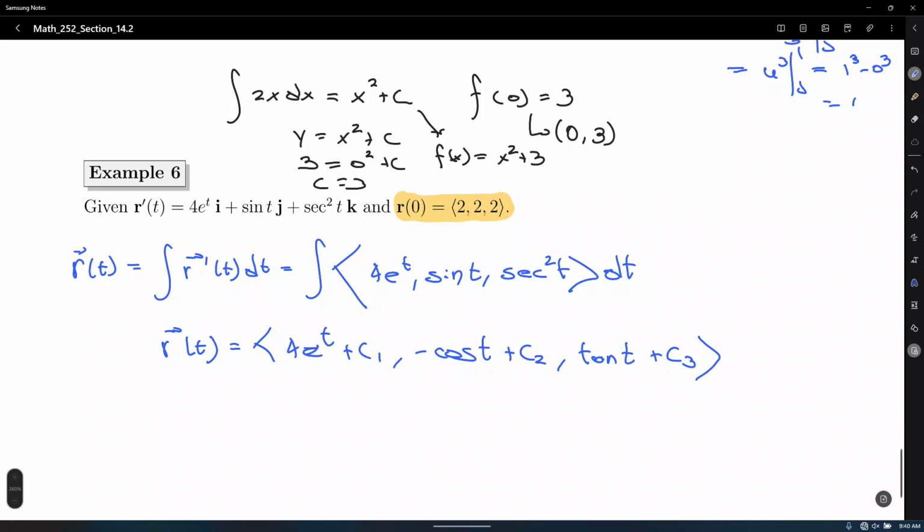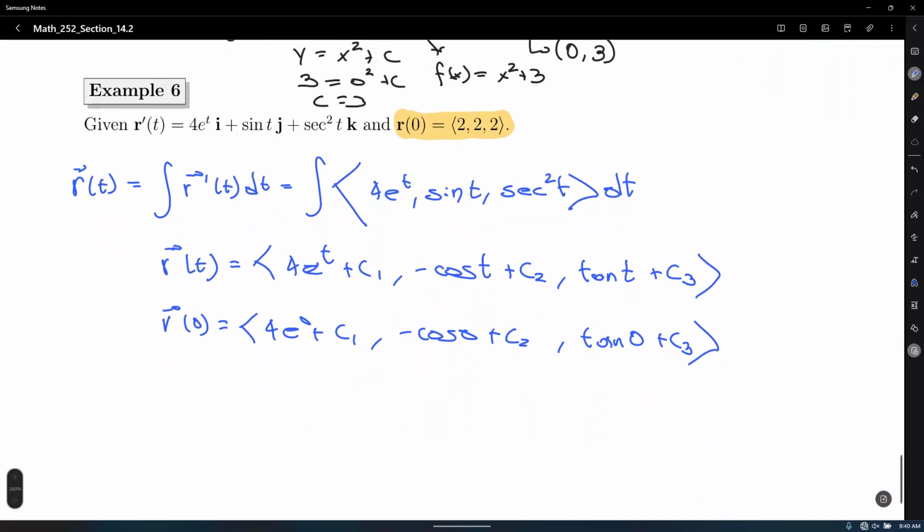Okay, so we're looking for a particular function, not just a family of functions. How do we do this? Well, using this initial condition. That means when we evaluate the vector valued function that we just obtained at 0, that should be equal to the vector 2, 2, 2. All right, so r of 0, that means evaluate all instances of t at t equals 0. That is 4e to the 0 plus c1, comma, negative cosine 0 plus c2, comma, tangent 0 plus c3.